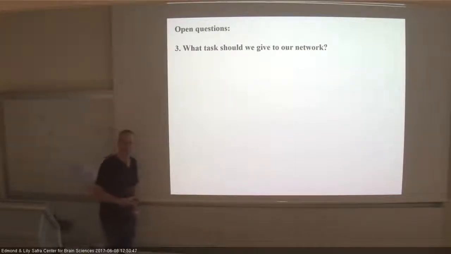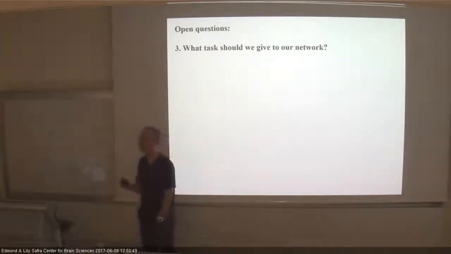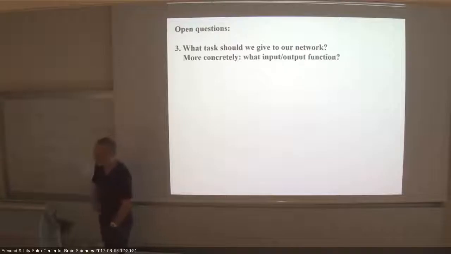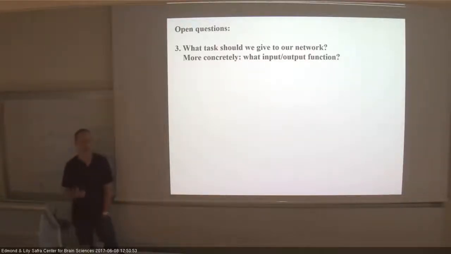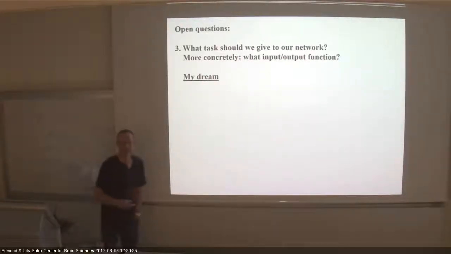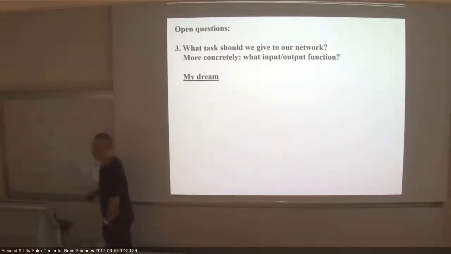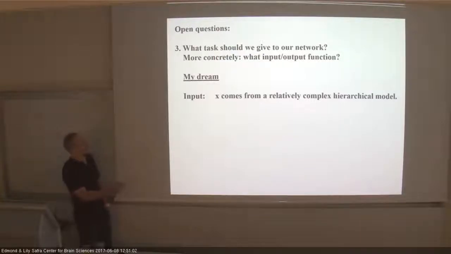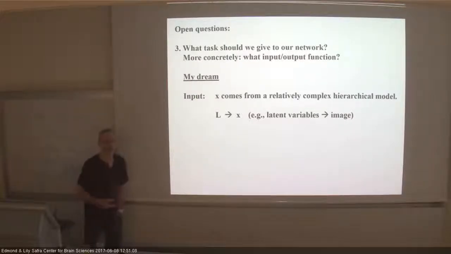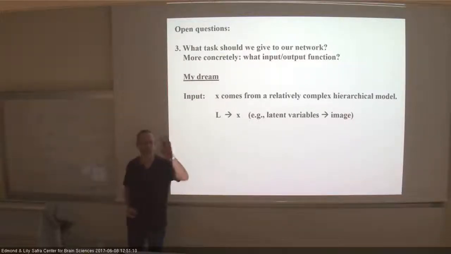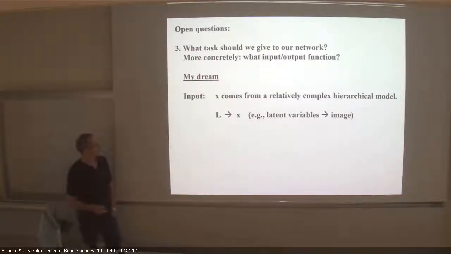And this is something I alluded to in the beginning. What task should we give our network? Okay. More concretely, what input-output function? And here's my dream. Okay, which is a little bit shot down by the talk yesterday. I want to consider a model where X comes from a relatively complex hierarchical model, where L is a latent variable, and X is our thing. We saw this, this is Tolley's picture in the beginning, right? So the thing you want to learn is sort of low bit rate, and it gets spread out in this very complicated way.